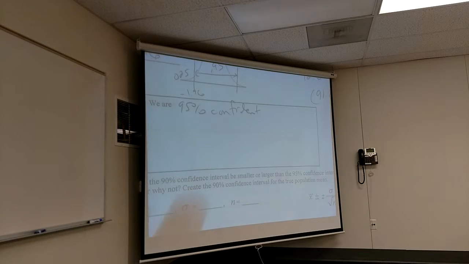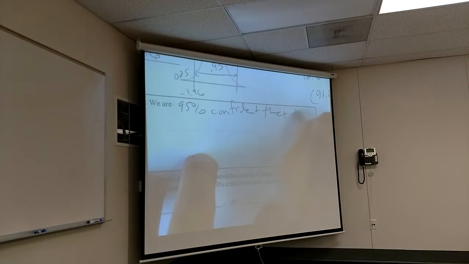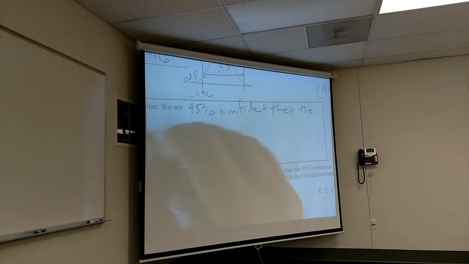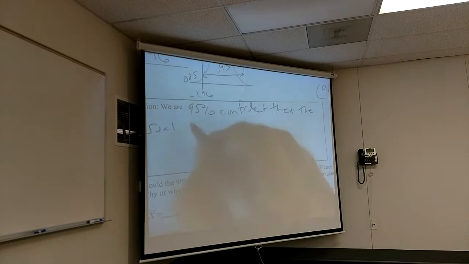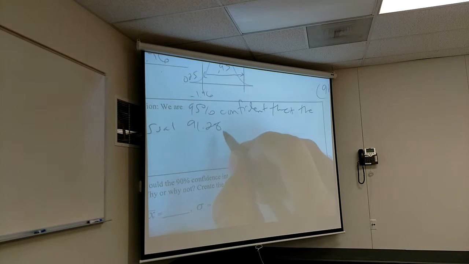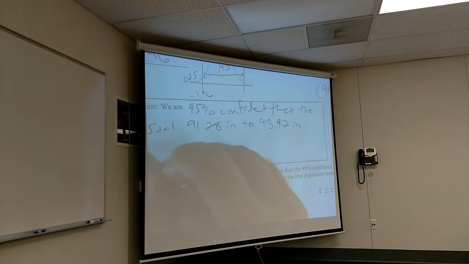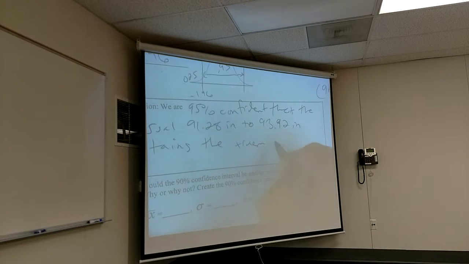So we're 95% confident that the interval 91.28 to 93.92 inches, you better put units in there, contains the true mean length of all dolphins.